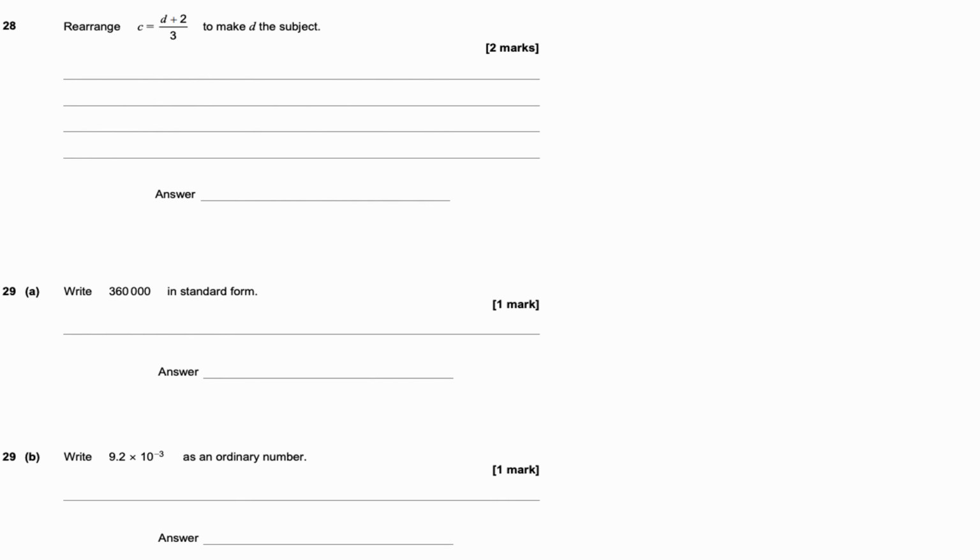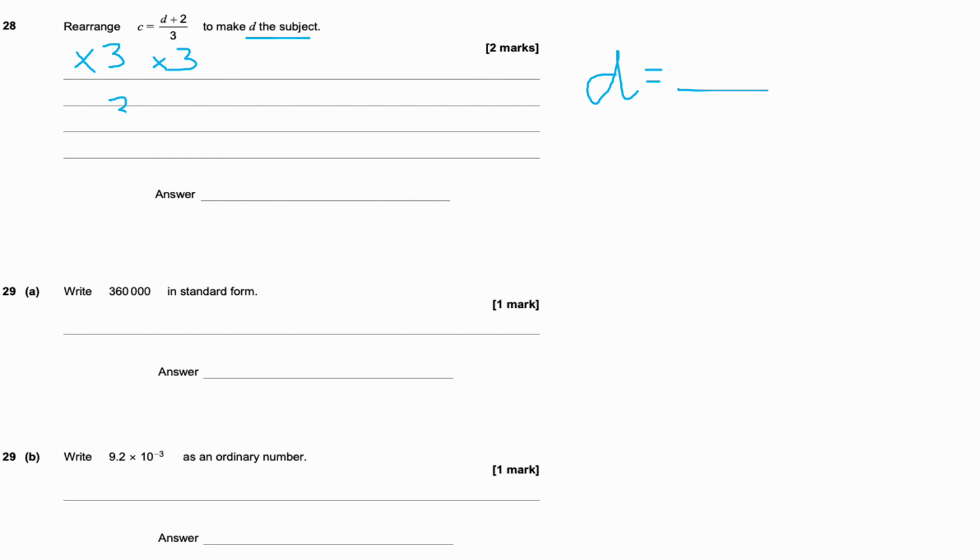This is question number 28. Rearrange C equals D plus 2 over 3 to make D the subject. So what it's saying is I want to get D by itself. So I want D equals something. So I'm going to times both sides by 3 first of all.